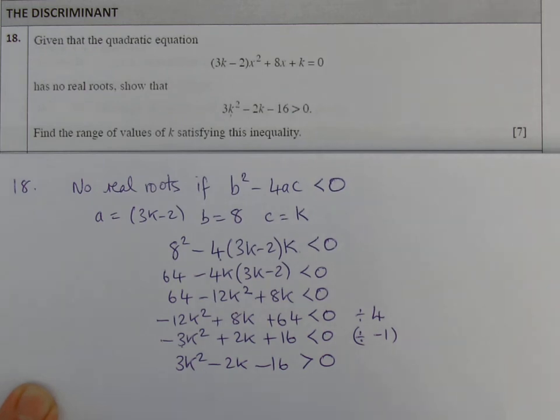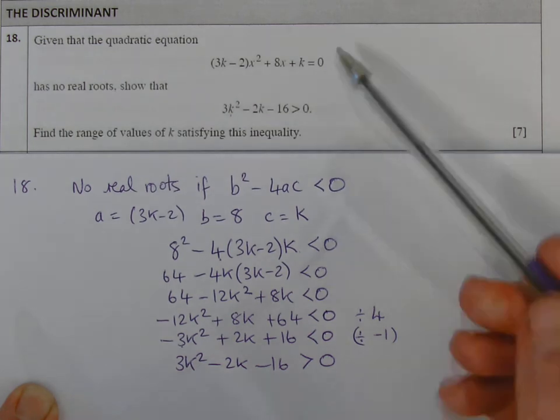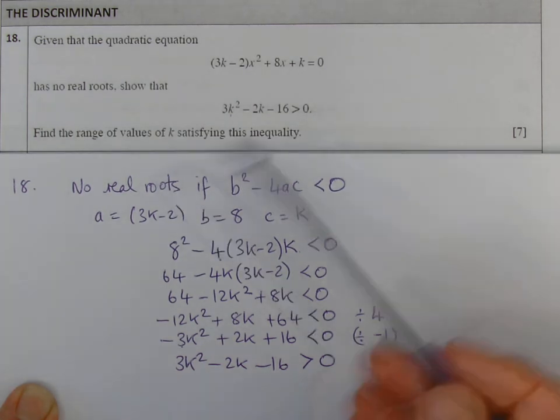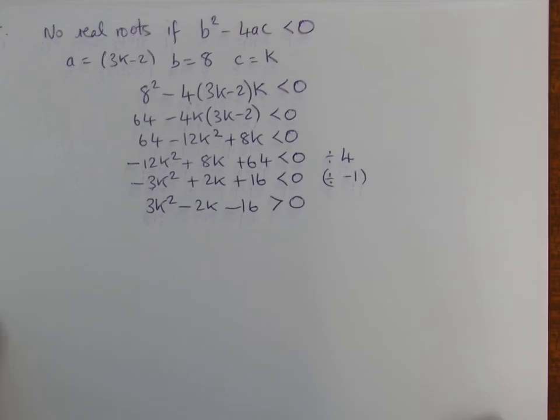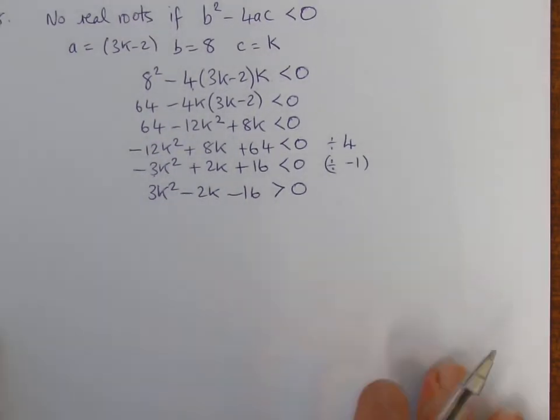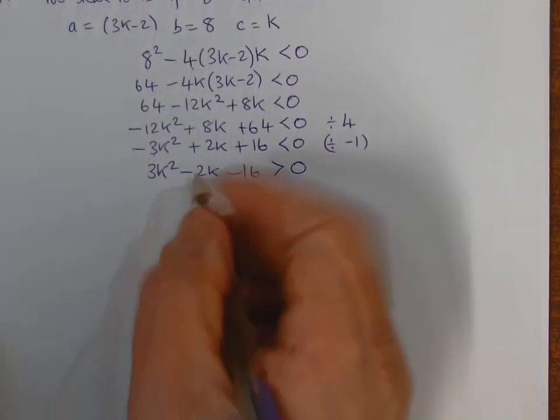Now then, it says find the range of values of k satisfying this inequality. If you don't get what they got in the question, you can use their answer and go on and solve that inequality. And to solve that inequality, we're going to factorize this expression to get the key values.